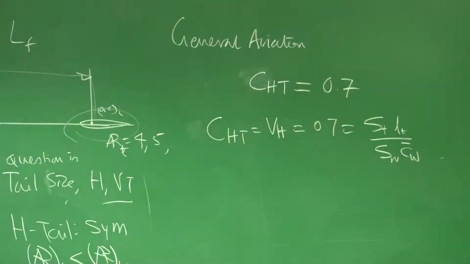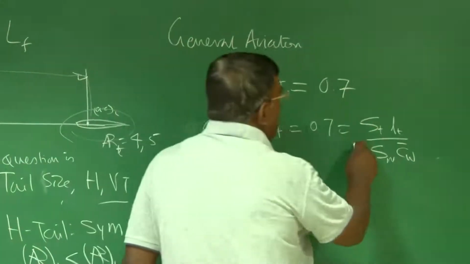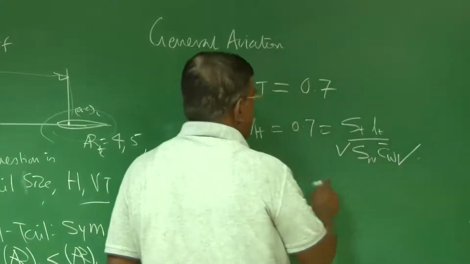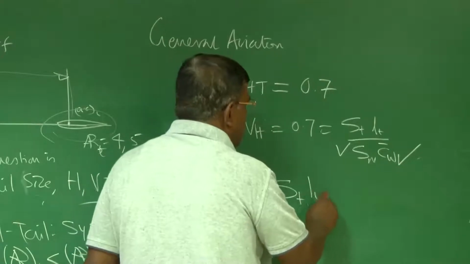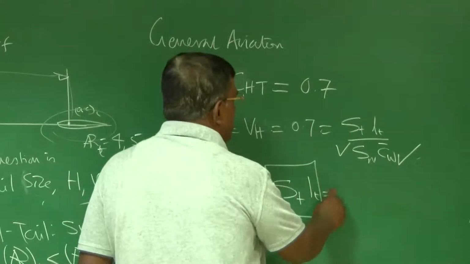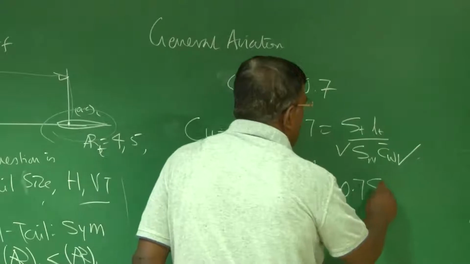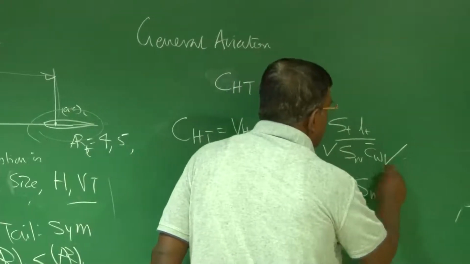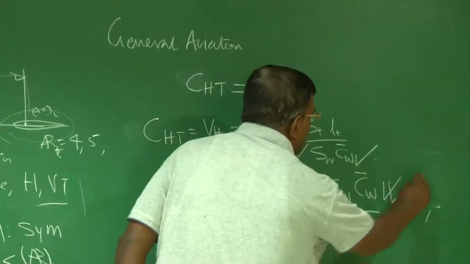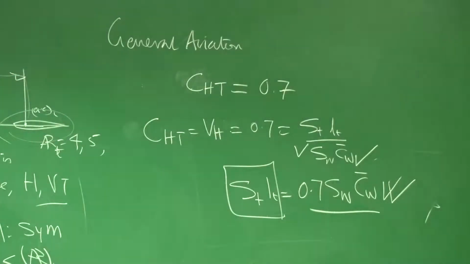What is our aim? Our aim is to see what is the tail size. But by now you know this value you have estimated, this you have estimated. You now need to estimate ST into LT. So you get that value as 0.7 into SW into CW bar. So this value is also known to you. How much is ST into LT?